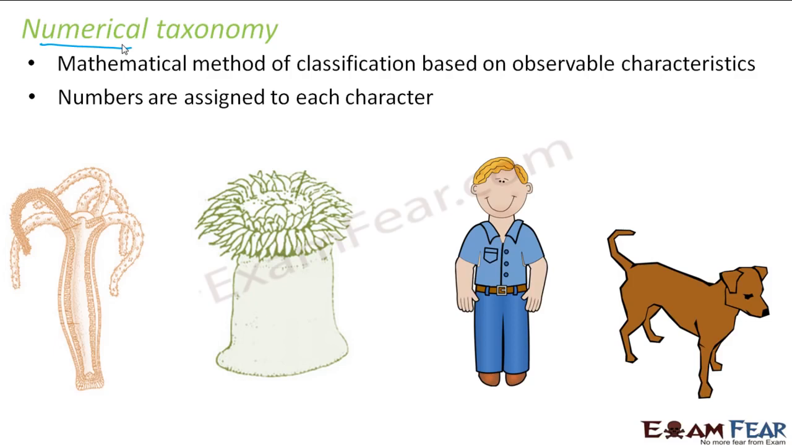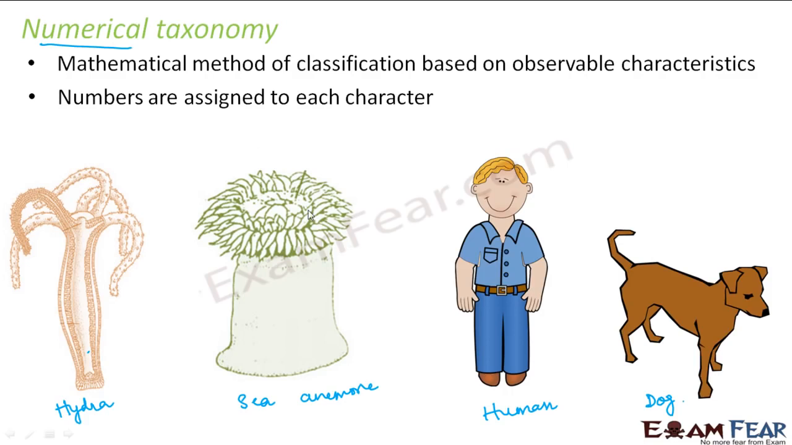So here you can see 4 different types of organisms. The first one is a hydra, then we have a sea anemone, then we have a human being, and then we have a dog. So this is a hydra, this is a sea anemone, this is human being, and this is a dog. So these are 4 different organisms. Now if we start using numerical taxonomy, what will start happening? Even though structure-wise all of them look very different from each other.